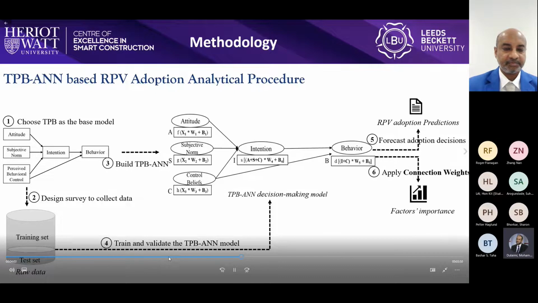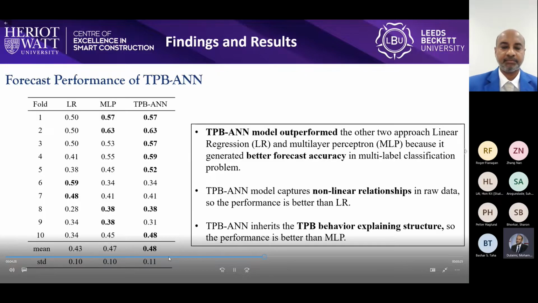Thirdly, by using the TPB structure to construct AN model, the hybrid TPB-based AN decision-making model is built. The built model needs raw data to train and validate. After validation, the hybrid TPB-based AN model can be used to forecast the adoption decisions and identify the driving factors via connection weight approach. The performance of the proposed model has been tested and compared with two conventional data analytics approaches, linear regression LR and multi-layer perceptron MLP.